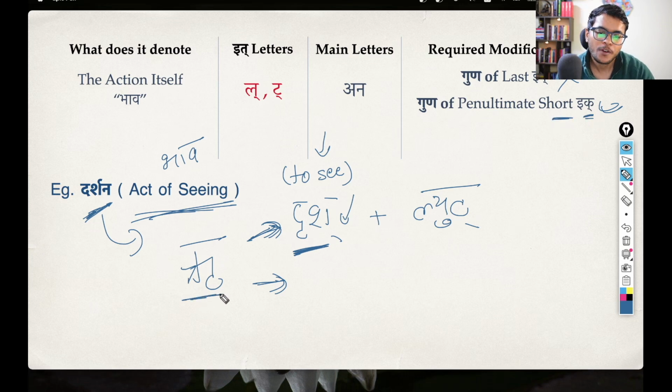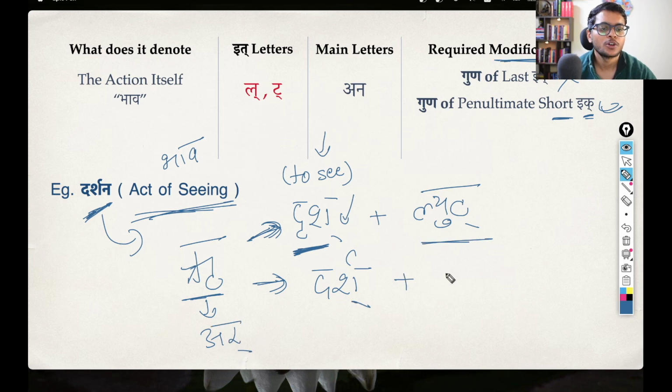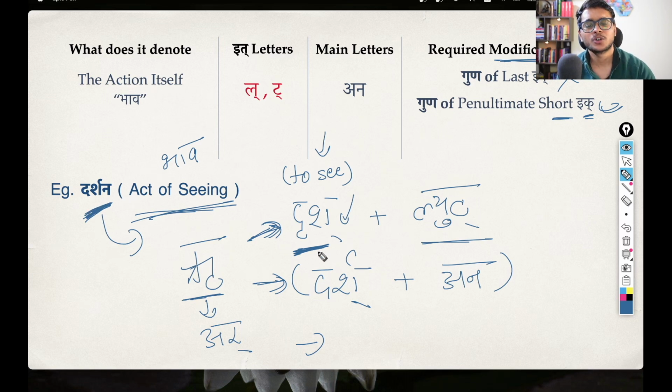Okay, so the guna of ri, this will happen. So drish, this will change into darsh. Okay, because the guna of ri is ar. Right, and for the lut, we already know the main content is this ana. So darsh, ana, we just simply combine them together. So we get the pratipadika darshana. Darshana, that means the act of seeing. Okay, so pretty easy to create this pratipadika out of this dhatu, right?